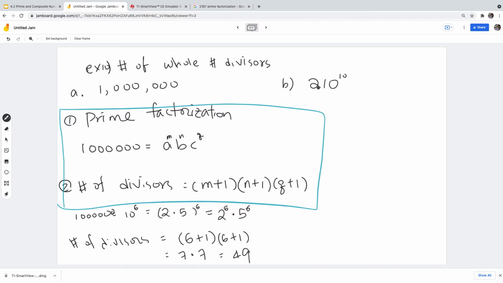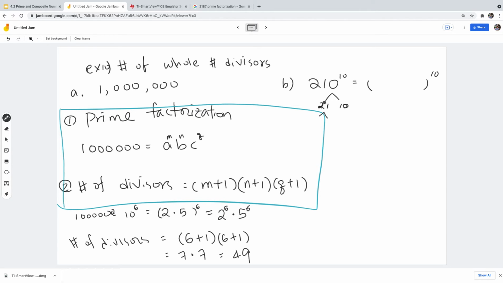How about 210 to the 10th power? We can use prime factorization of 210 and then raise it to the 10th power, right? So let's figure out the prime factorization of 210. I will use a tree diagram. 210 is 21 times 10. The order doesn't matter, okay? You just keep going with the tree branches until you don't have any more numbers that can be broken down.